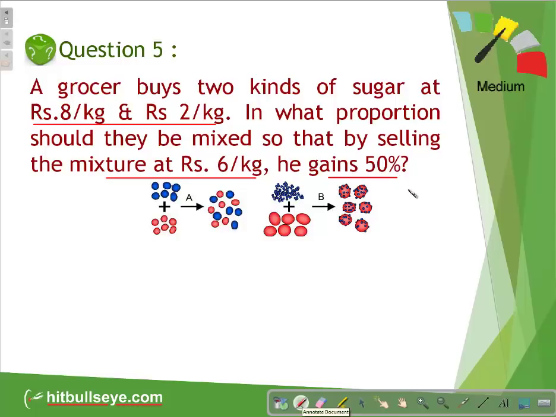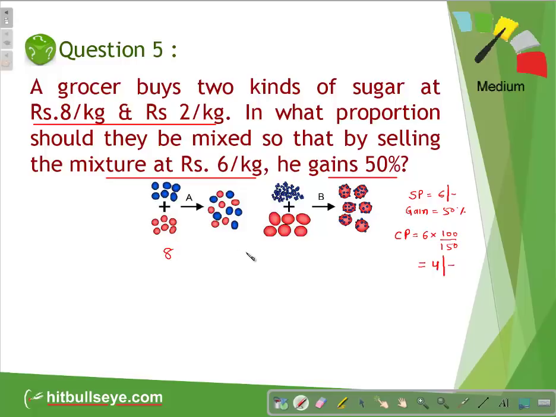So in this, first of all, your selling price is given to be rupees 6. And there is a gain of 50%. So from that, you will calculate the cost price by applying the basic formula SP into 100 by 100 plus profit percent, and this comes out to be 4 rupees. Now here the question becomes, you have one sugar at rupees 8 a kg, other is rupees 2 a kg. When mixed, you get the average price as 4 rupees.